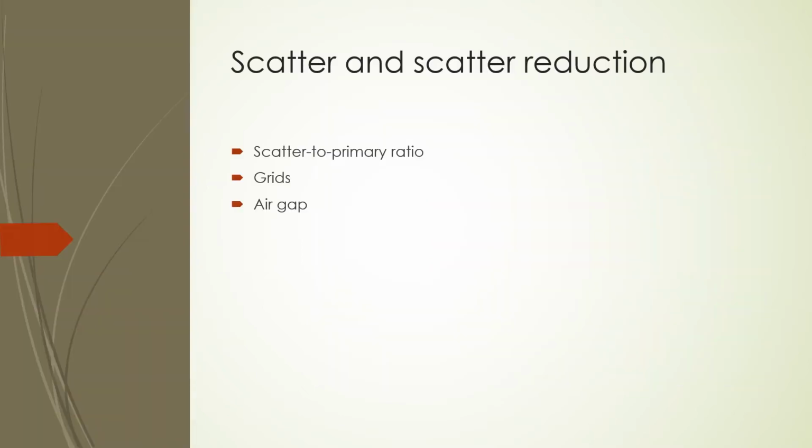An important factor that affects radiographic contrast is scatter radiation. On the next few slides, we shall look at how scatter is controlled and reduced. Before we get into that, we can first look at why scatter is important.